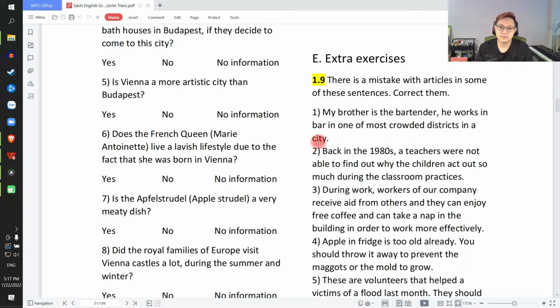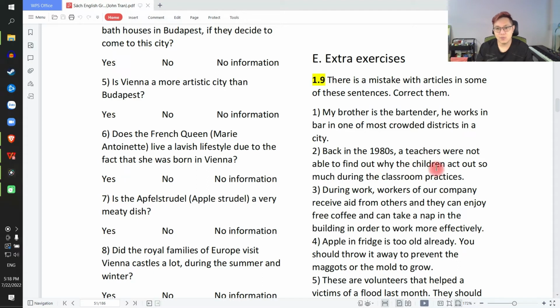Okay, so number 2, back in the 1980s, teachers. So teachers in general, so there should not be an article here. Cái chỗ teachers này nó nói chung là những giáo viên, cho nên nó sẽ không có mạo từ gì cả ở đây. Teachers were not able to find out why children. So here children in general as well. So no article at all. Chỗ này nói chung là trẻ nhỏ, nó không có nói về trẻ nhỏ nào cả, cho nên là không có mạo từ ở đây.